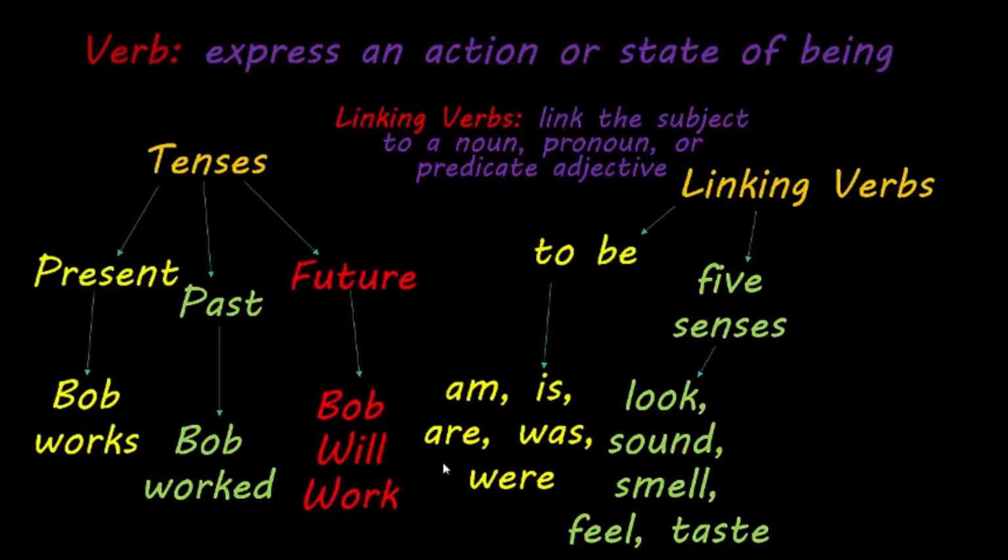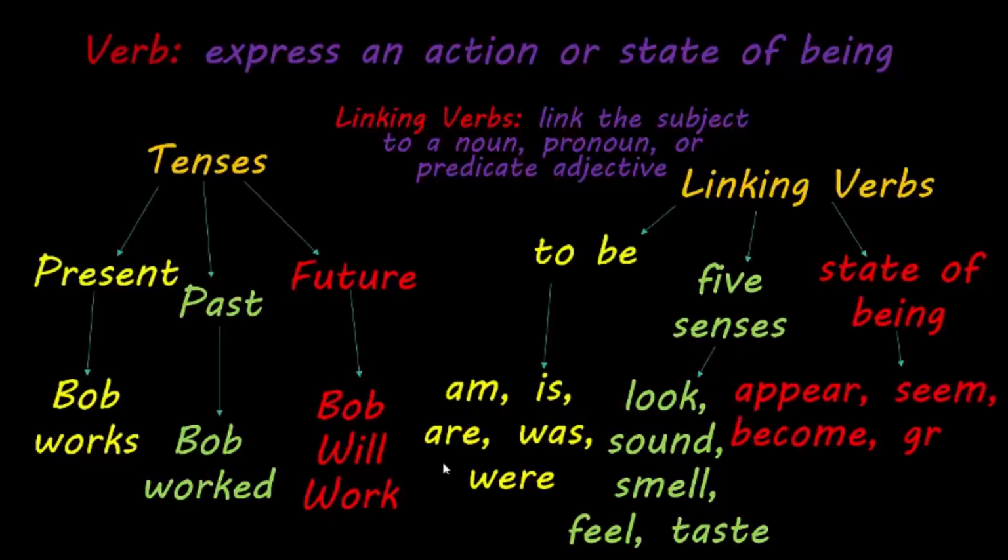Next, we're going to discuss the state of being. And there are multiple different types of states of being. Some that we're going to discuss here are appear, seem, become, grow, turn, prove, and remain. So if I were to say he became angry when he lost his keys, became would be your state of being. It is a linking verb because you said he became angry when he lost his keys. He became. Became is your verb.